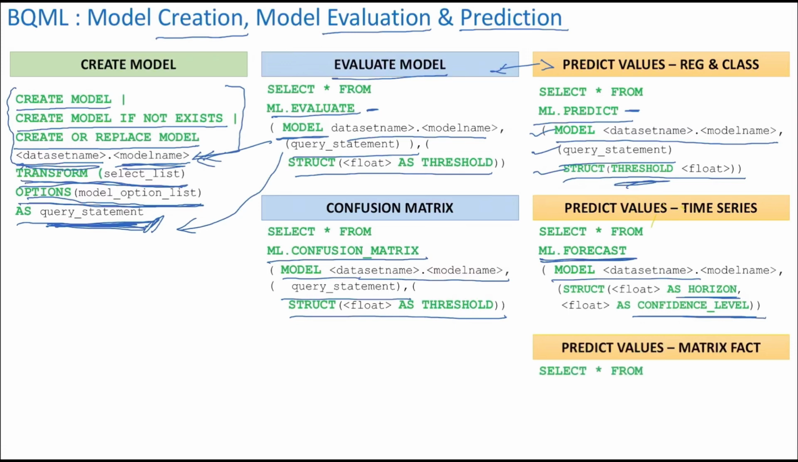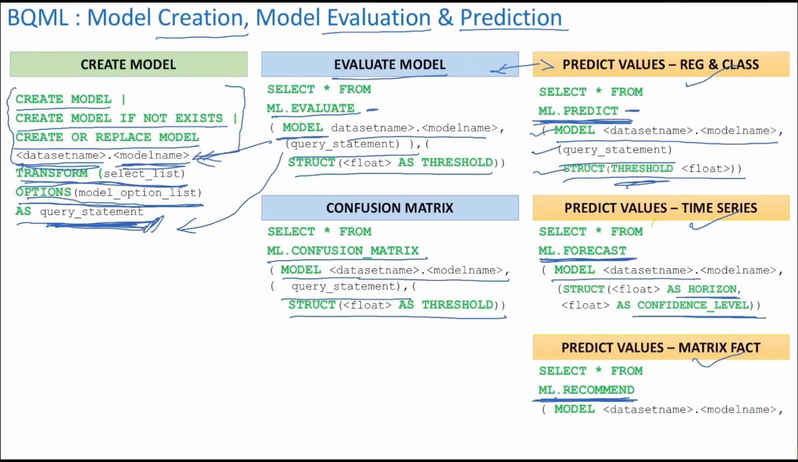little different again, where here you're doing select star from, instead of ml.forecast, you're doing ml.recommend. So 3 commands for predictions: ml.predict, ml.forecast, and ml.recommend. Predict is for regression and classification, forecast is for time series, and recommend is for matrix factorization.